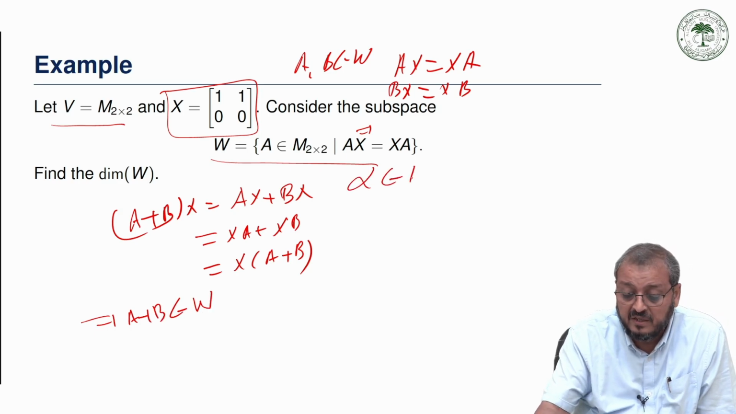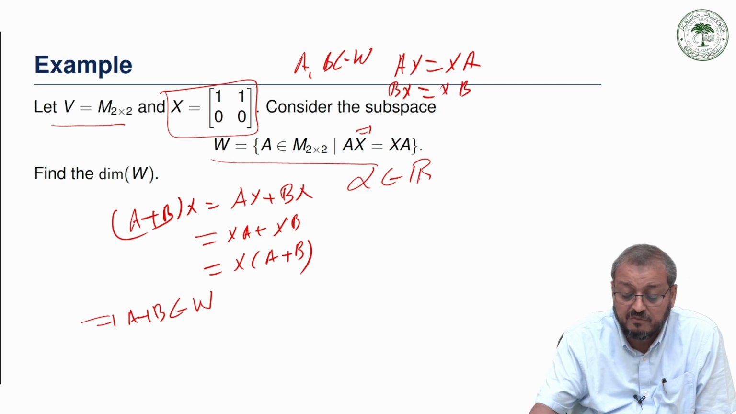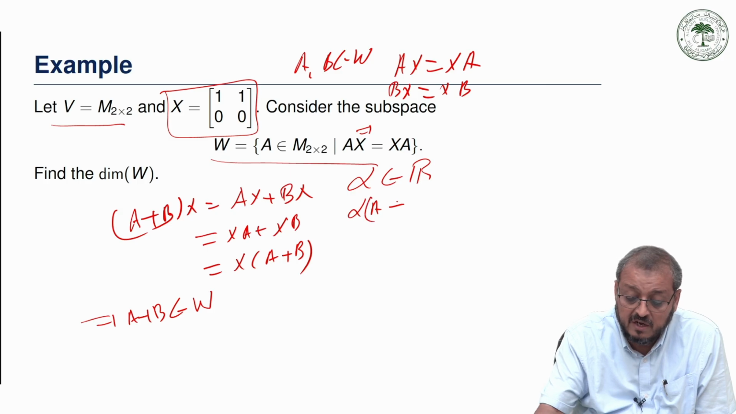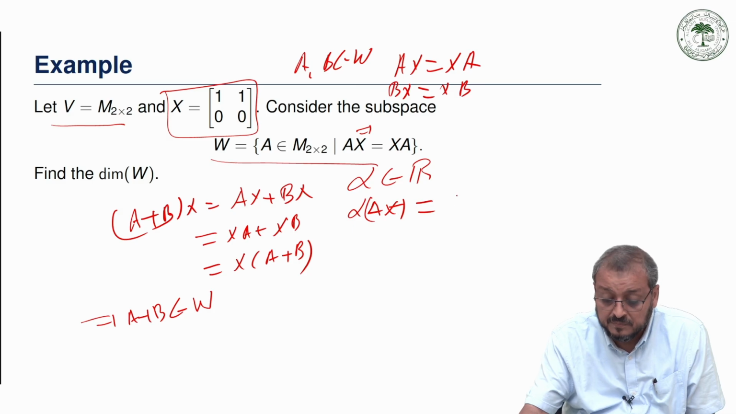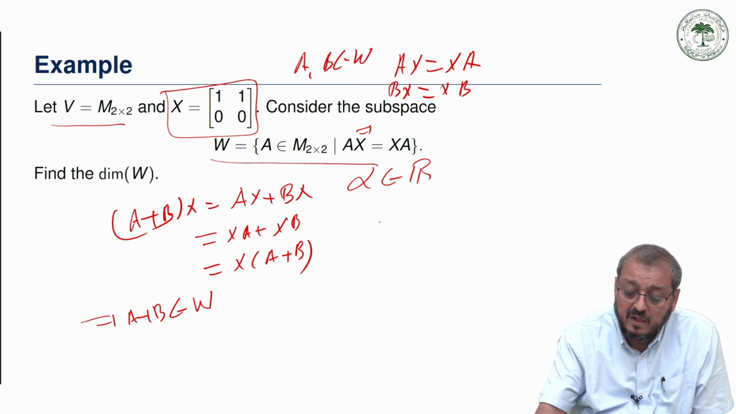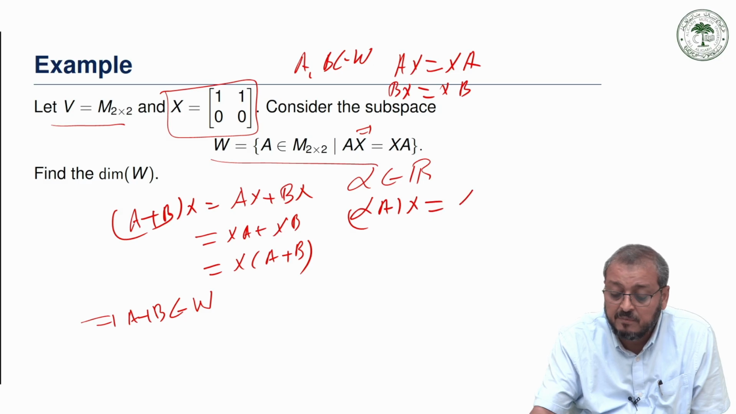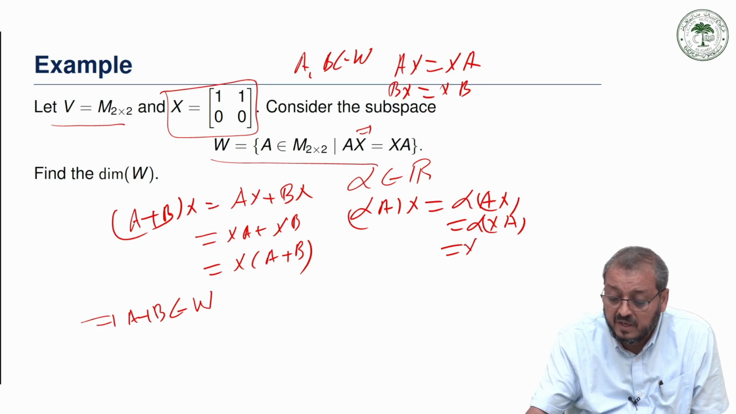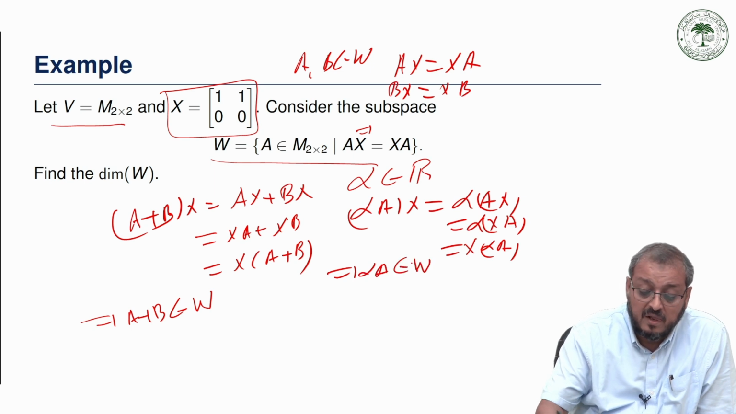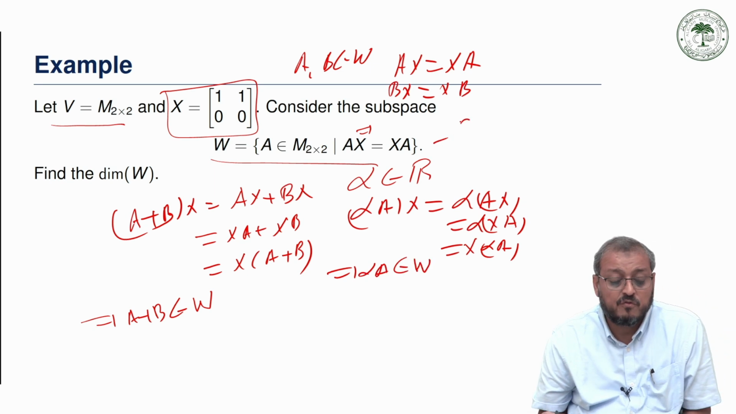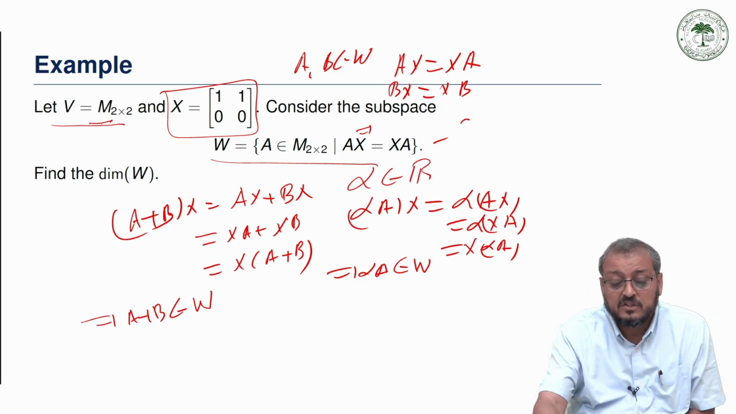Now if alpha is any real scalar, because we are working in the real field, we take alpha times A and multiply by X. This is alpha times AX, which is nothing but alpha times XA, and this is X times alpha A. So this implies that alpha A is also an element of W. So clearly this W is a subspace of the 2 by 2 matrices with this condition.